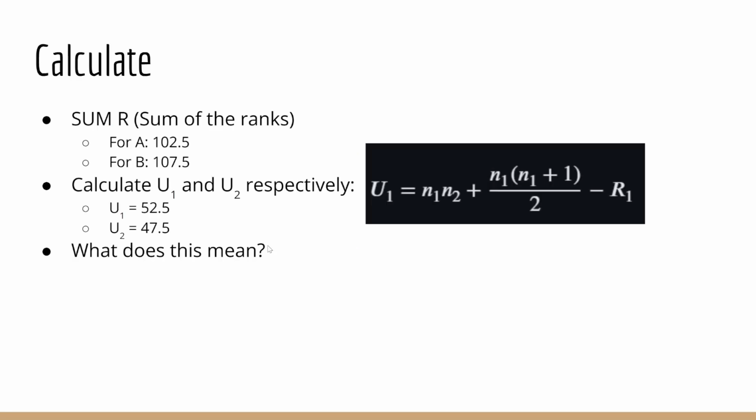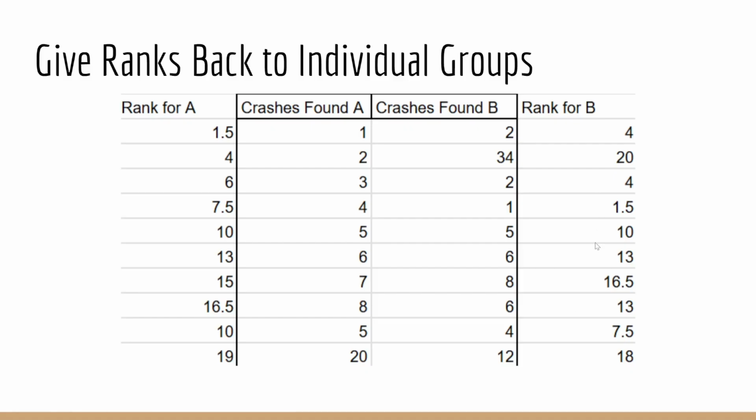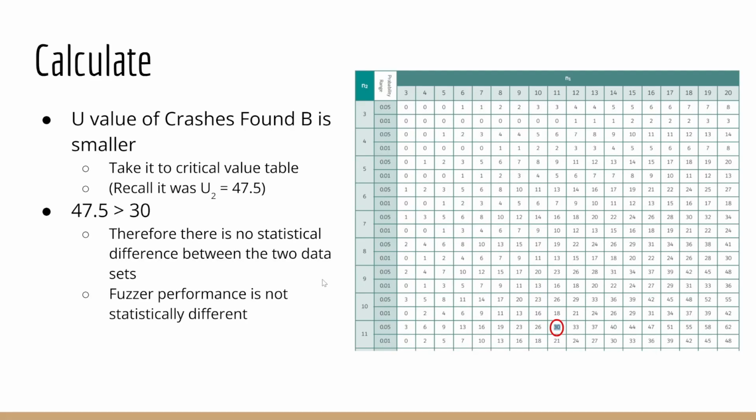So this is just all this data put here. And you would simply calculate it. You take the sum and then you would calculate the U using this formula. What does all of this mean? What do these numbers mean?